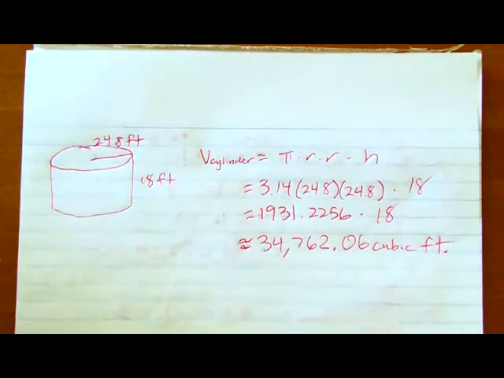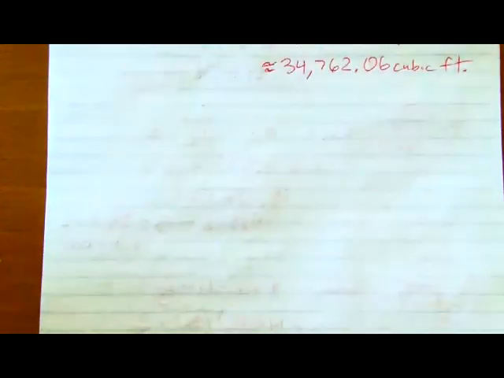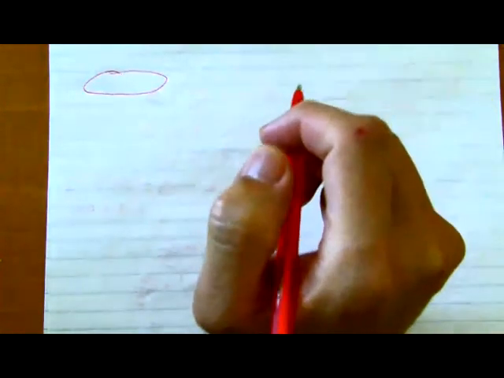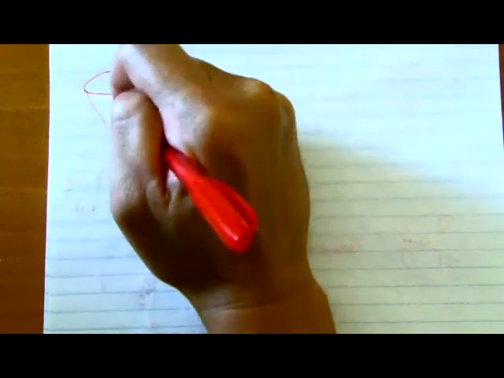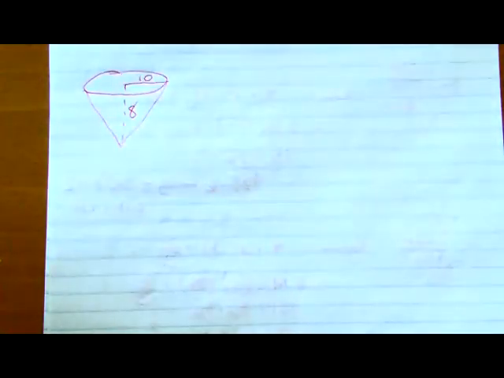Next problem. A snack bar sells popcorn in a cone-shaped container. Okay, so there's your cone. The container has a radius of 10 and a height of 8. Inches, sorry.